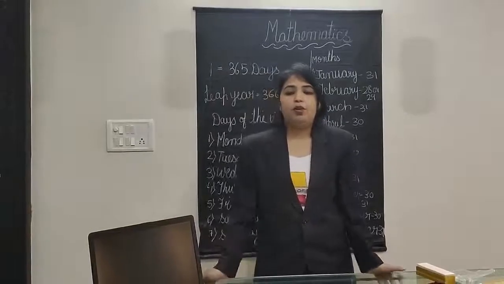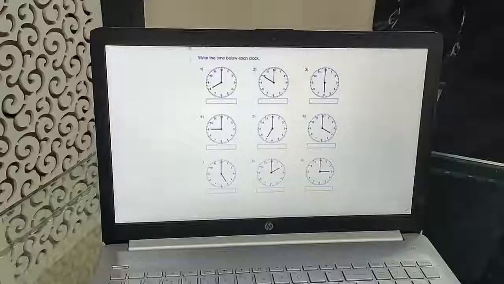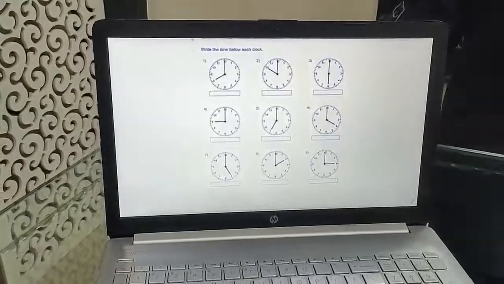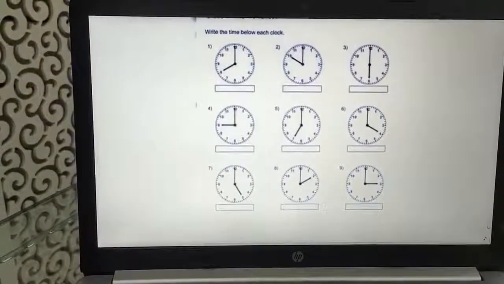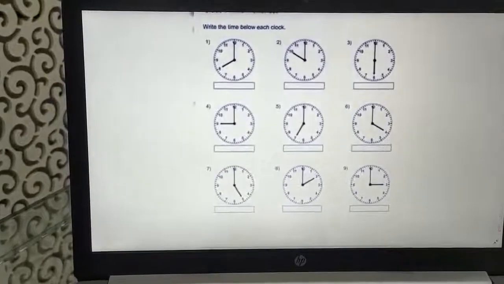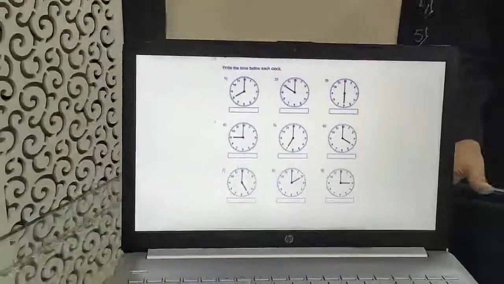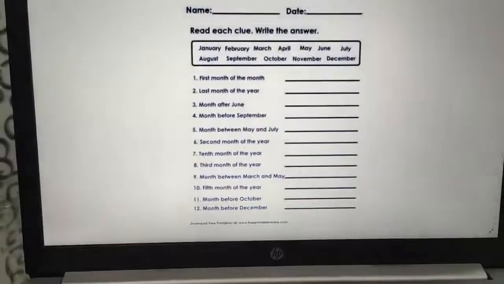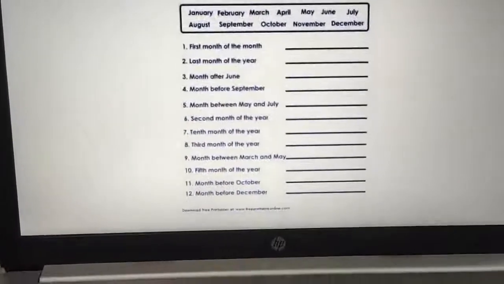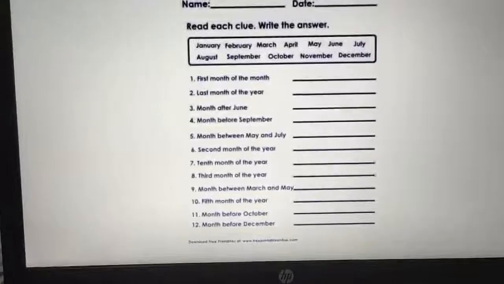Now I would like to give you a homework worksheet. This is your homework worksheet of time. You have to see the time and write it in your notebook. Now another homework. This is the homework worksheet of months in a year. You have to write the answers in the notebook.